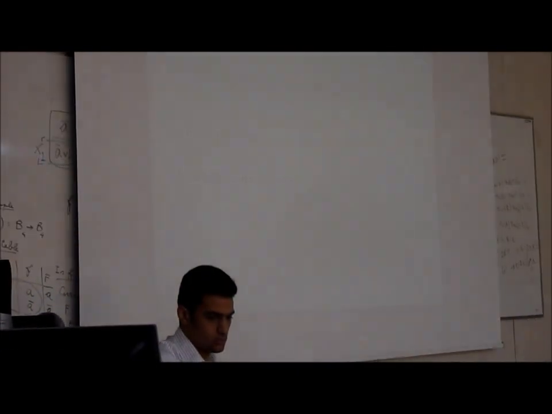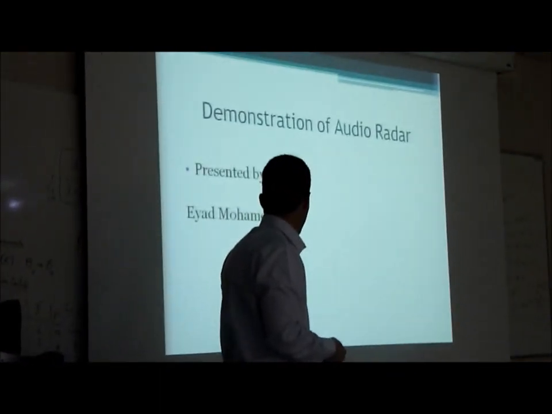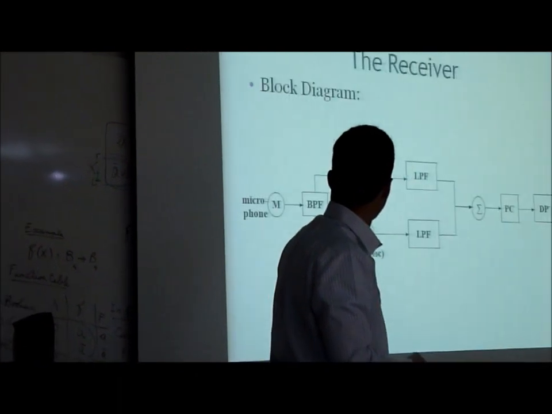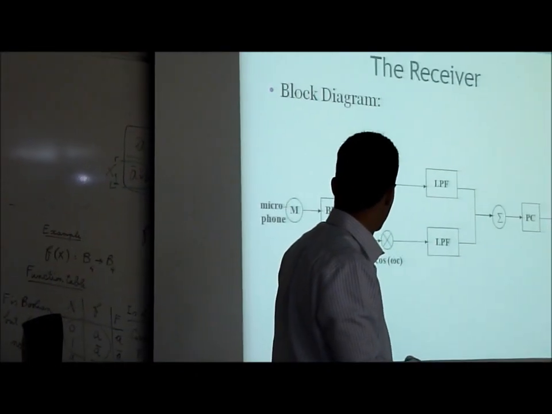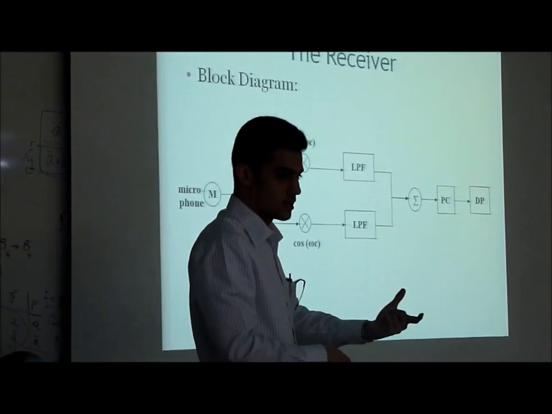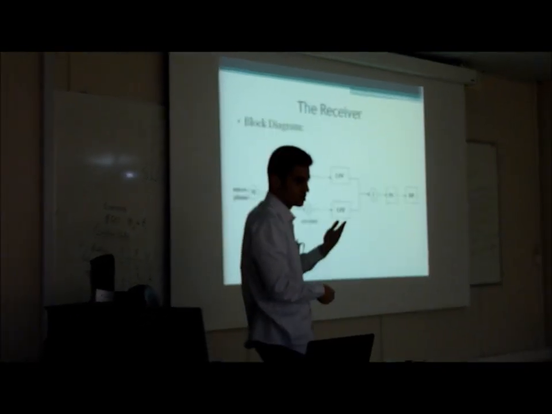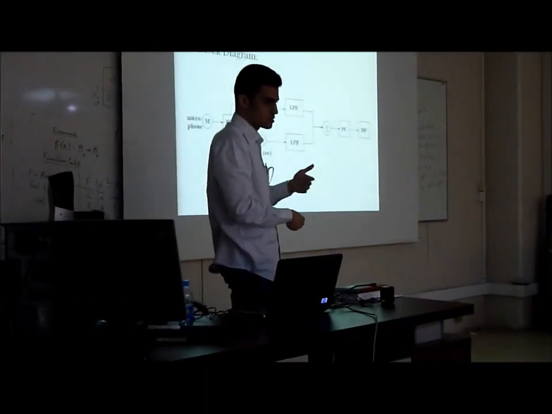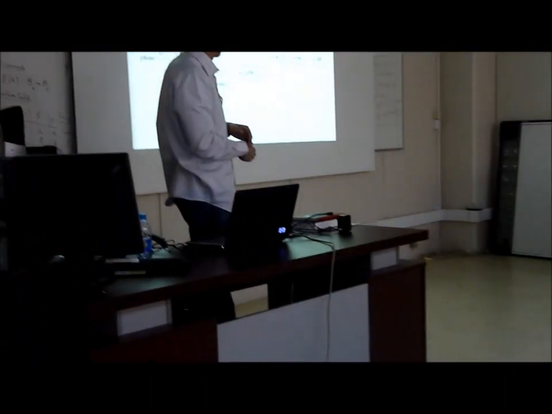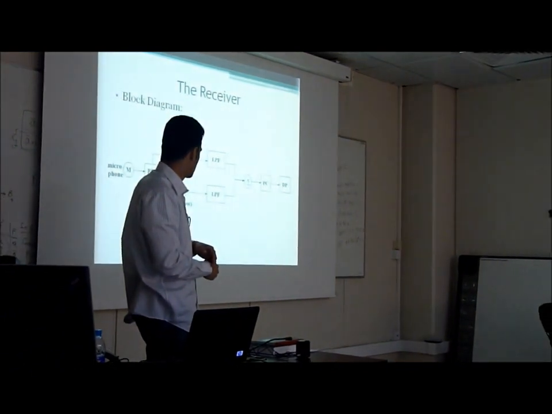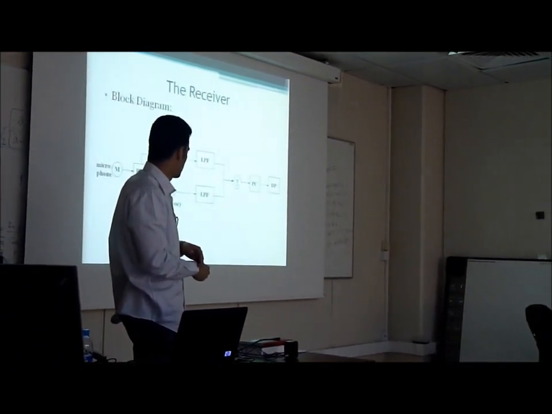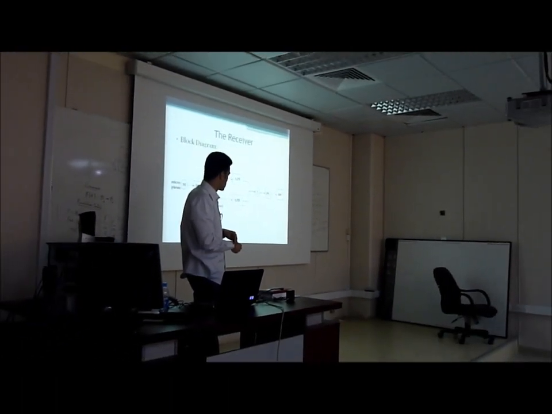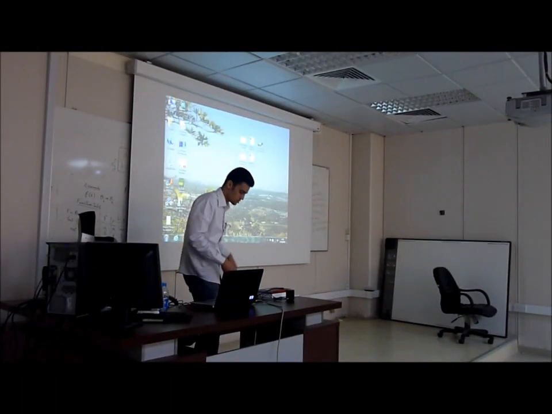Now we go to the receiver of the audio data. This is the general block diagram of the receiver. First of all, when we receive the signal, we bandpass filter it to reduce the noise and the channel amplification that's added to the signal. And then we process it with complex down mixing again, and then we have the pulse compression and the Doppler processing. So we'll see now how this happens in MATLAB.